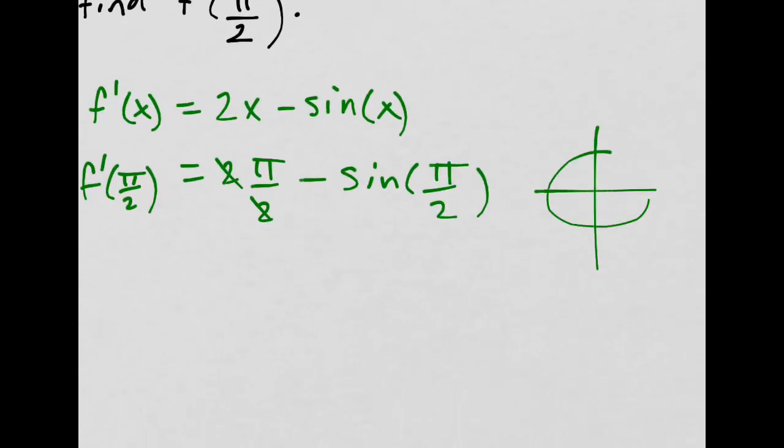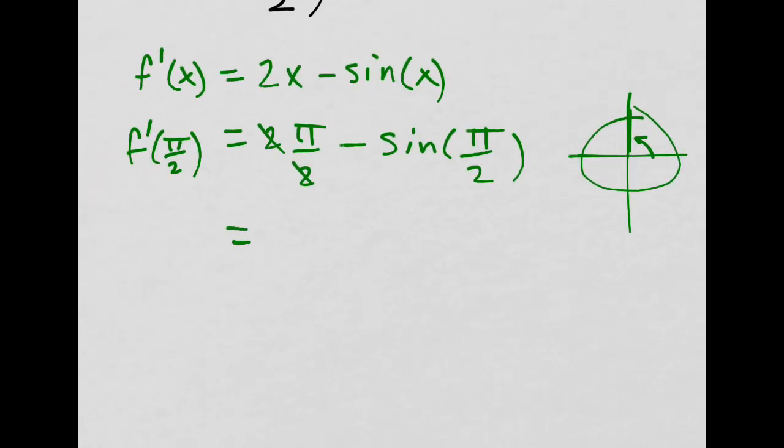Well, let's look at the unit circle. Pi over 2 is this angle right there. So what's the sine? It's the y-coordinate. The y-coordinate is 1. Okay, so we got pi minus 1. That's it. That's the answer. It's simple as that. All right?